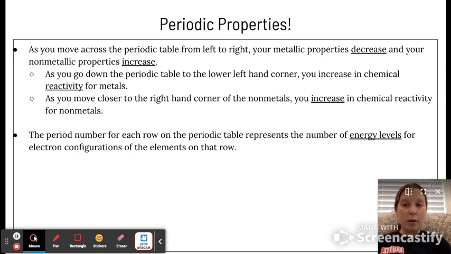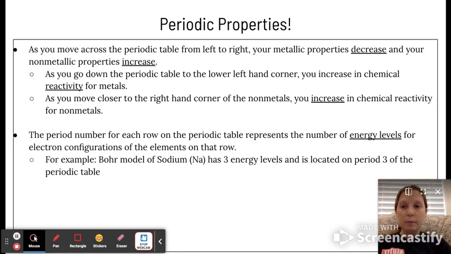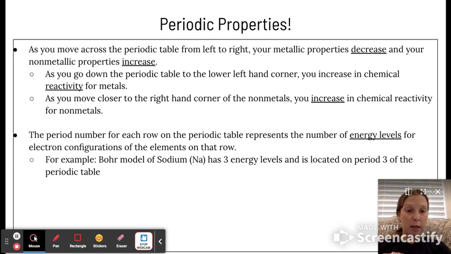The period number for each row, so each row is numbered 1, 2, 3, 4, 5, 6, 7, on the periodic table represents the number of energy levels of that atom. So that tells you how many rings on a Bohr model. It also tells you about the electron configurations, which we don't really have to worry about so much here, for the elements in that row. Okay, so we look at knowing how many circles we've got for electrons. So the Bohr model of sodium has 3 energy levels, and that's because sodium is located on the 3rd row of the periodic table.